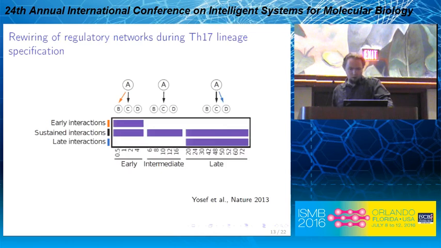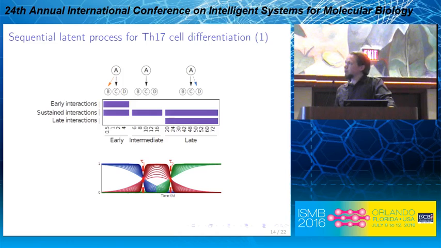Okay, now I have pretty much described the method, and next I will outline how we have applied this approach to study Th17 cell differentiation and rewiring during that process. So we know from previous studies that this kind of rewiring occurs during the early phase of Th17 cell differentiation. And we also know from these studies that there are sequential phases. So there can be early interactions, sustained interactions, and late interactions.